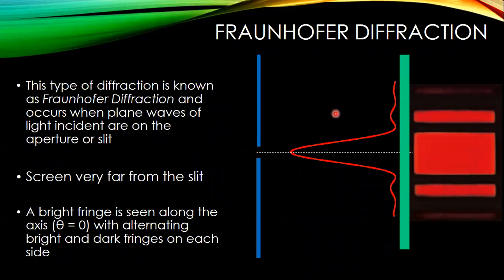We call this type of diffraction Fraunhofer diffraction. When we have a plane wave incident on some aperture, some opening, a slit, it can be a circular opening, it can be some other shaped opening, as long as the waves are coming in as plane waves, as they pass through here, the type of diffraction pattern we get is this Fraunhofer diffraction.